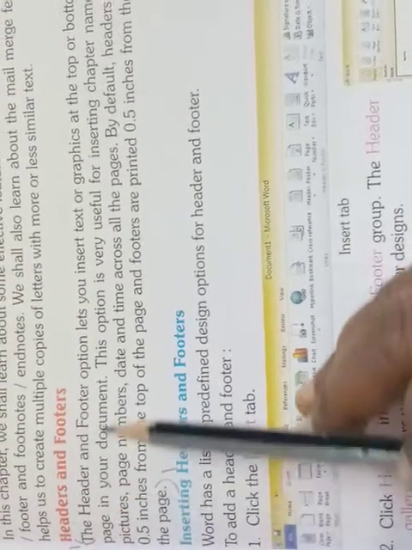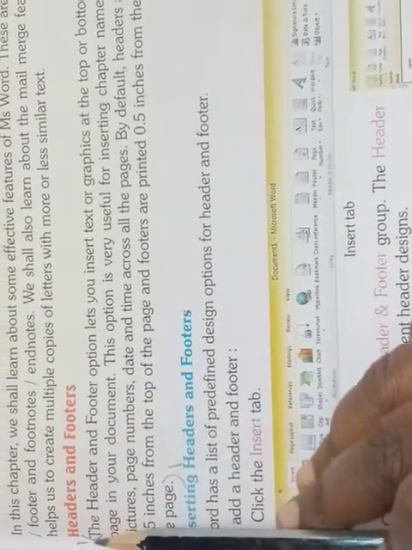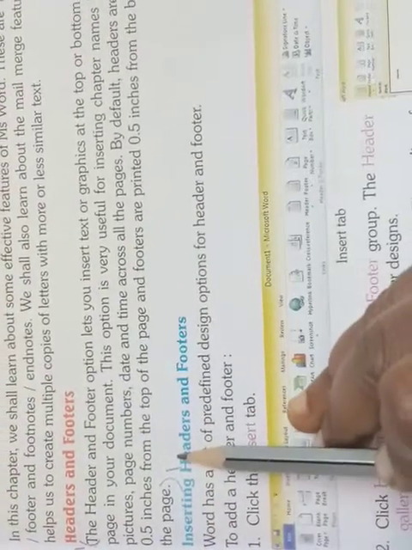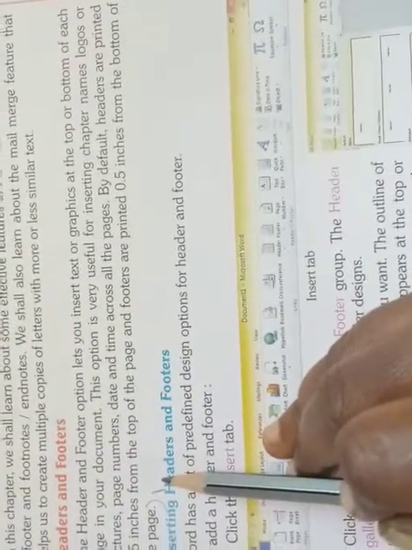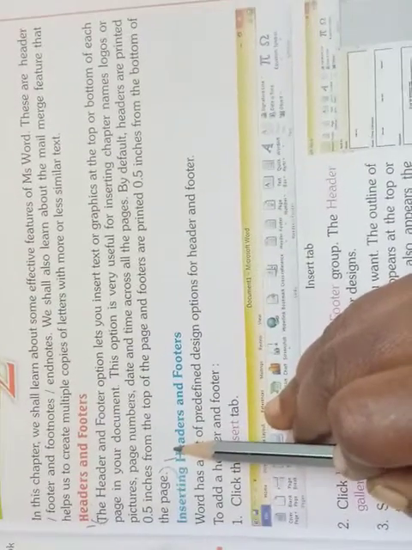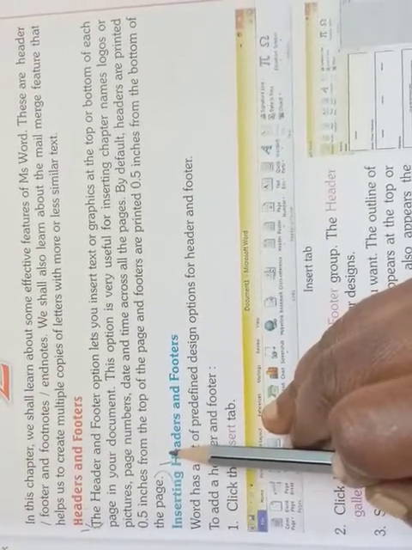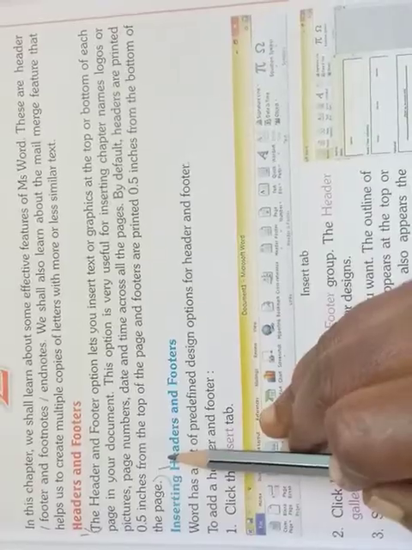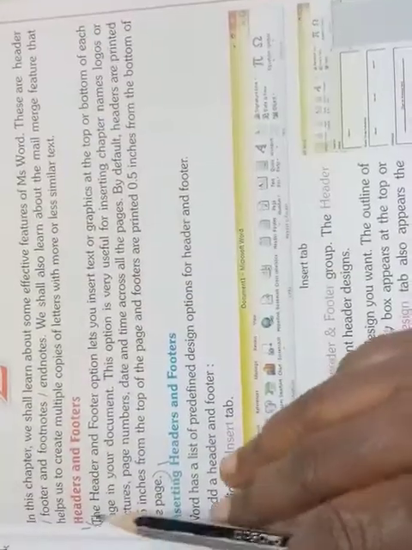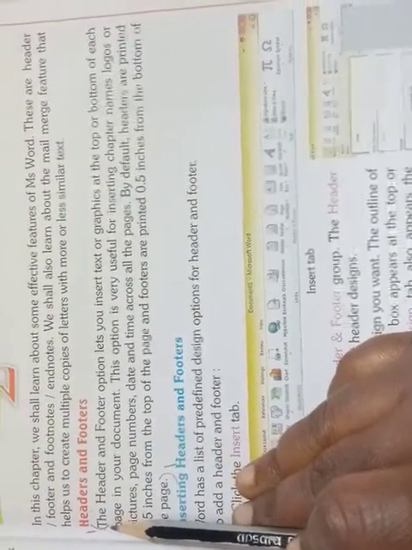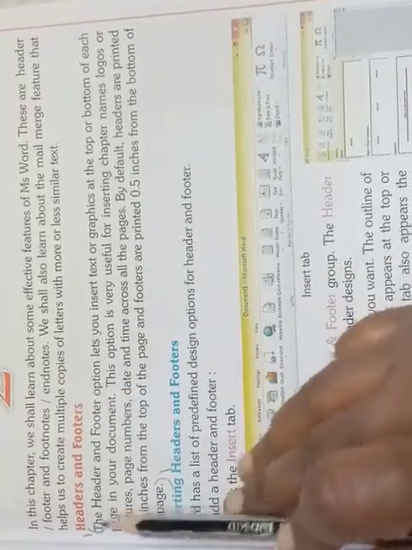The header and footer option lets you, from here onwards to that full paragraph, bottom of the page. Okay, up to here. This is the first question answer. Okay children, bottom of the page. This is the first question answer. Here header and footer side heading is there, no? From the header and footer, from here onwards to that full paragraph, the page. Okay, next see what is the second question.